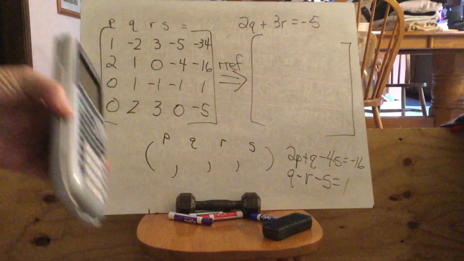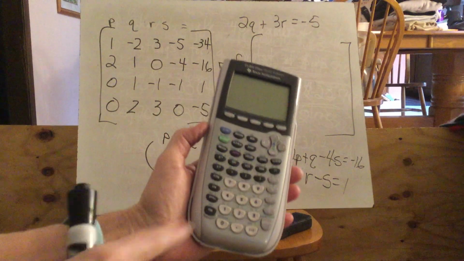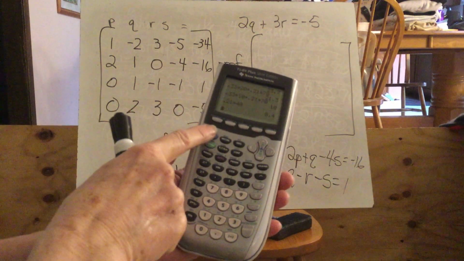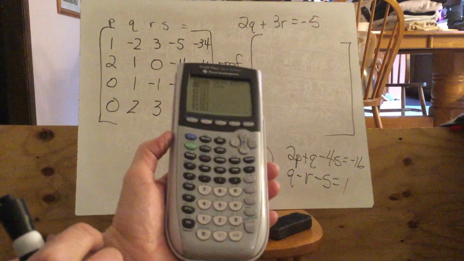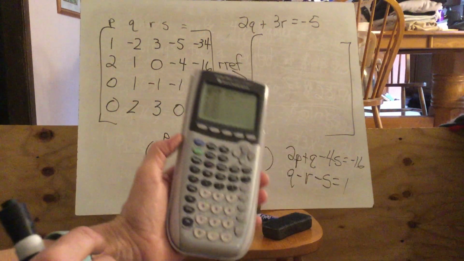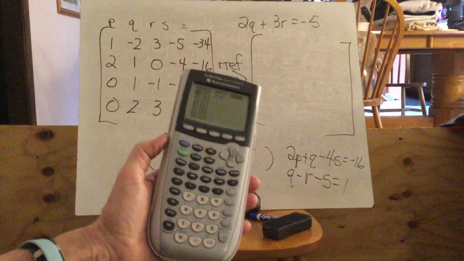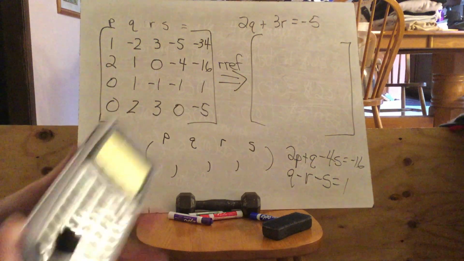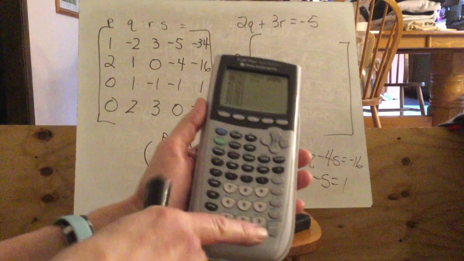Get my calculator here where you can see it. I'm going to turn it on, of course, and I'm going to go to second matrix. Then I'm going to go over to edit, because when I put that matrix in, I go to edit. Edit's how you get numbers into the calculator.